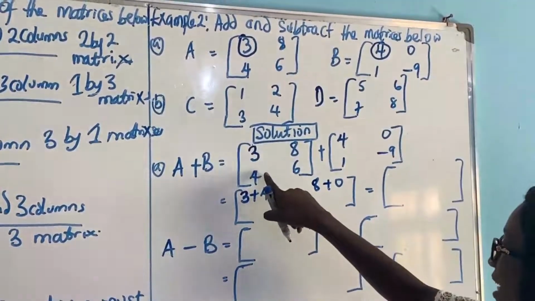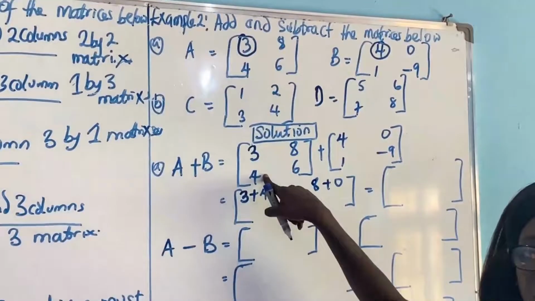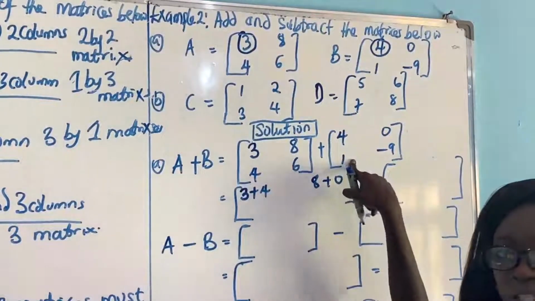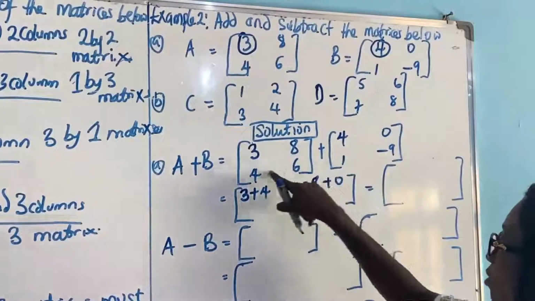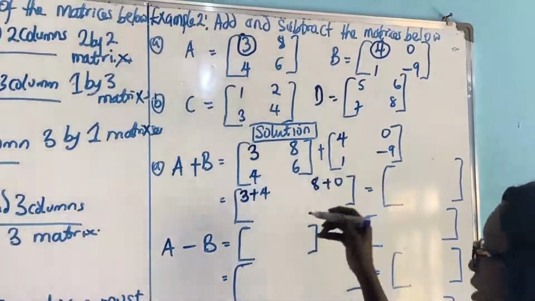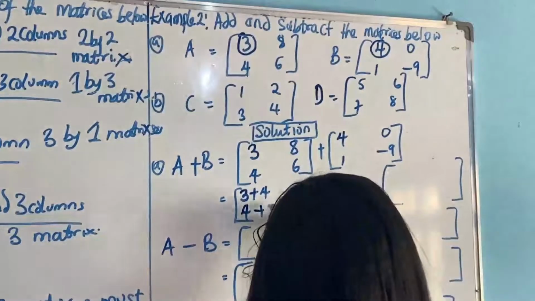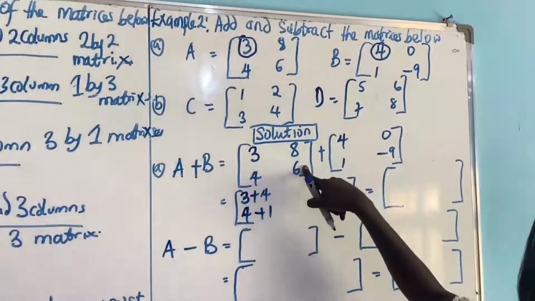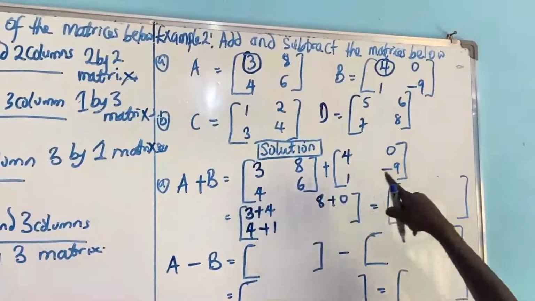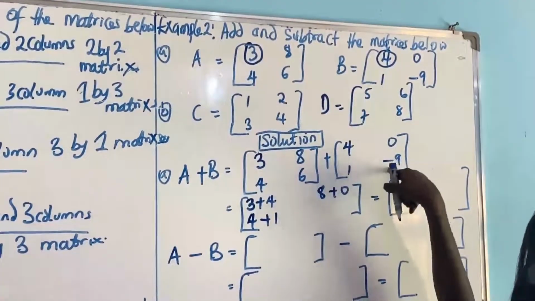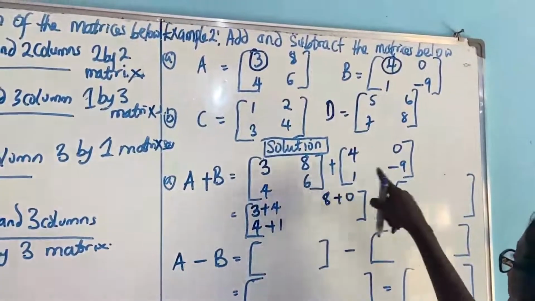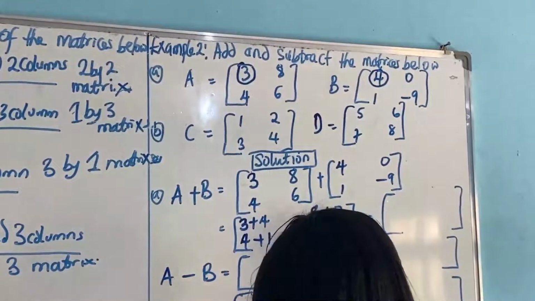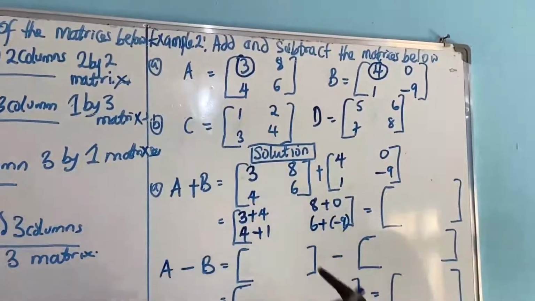This is in the second row and first column. And this is also in the second row and first column. So I add the corresponding items together. So I have 4 plus 1. The same thing, this 6 is in the second row and second column, and minus 9 is in the second row and second column. So I have 6 plus minus 9. Okay, so we're going to add these numbers together.